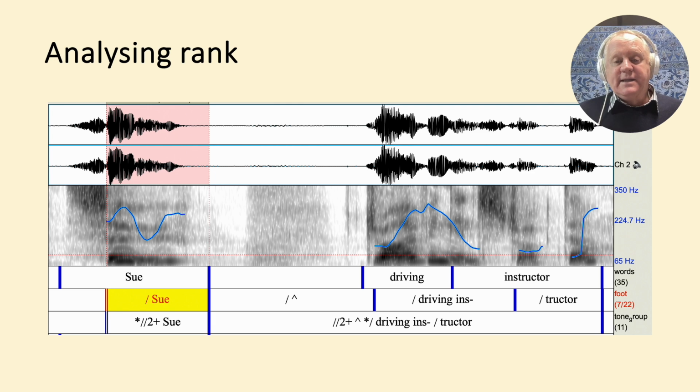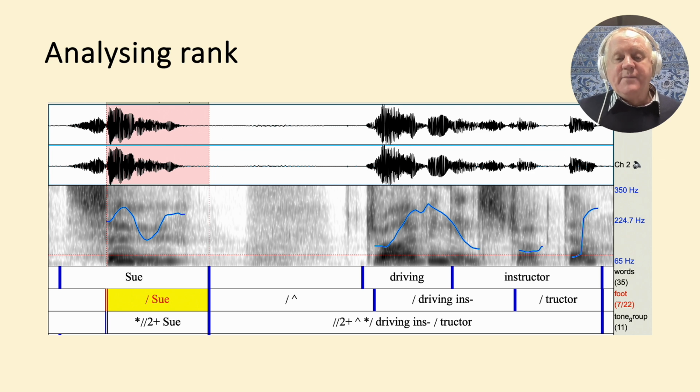Note again in this slide how the foot boundary is located at the beginning of the vowel sound in the nucleus of the syllable Sue, and not at the beginning of the word. The spectrogram and waveform are actually quite useful in this regard, as one can clearly see a differentiation between the sibilants of the initial unvoiced consonant s, and the beginning of the vowel sound, Sue.